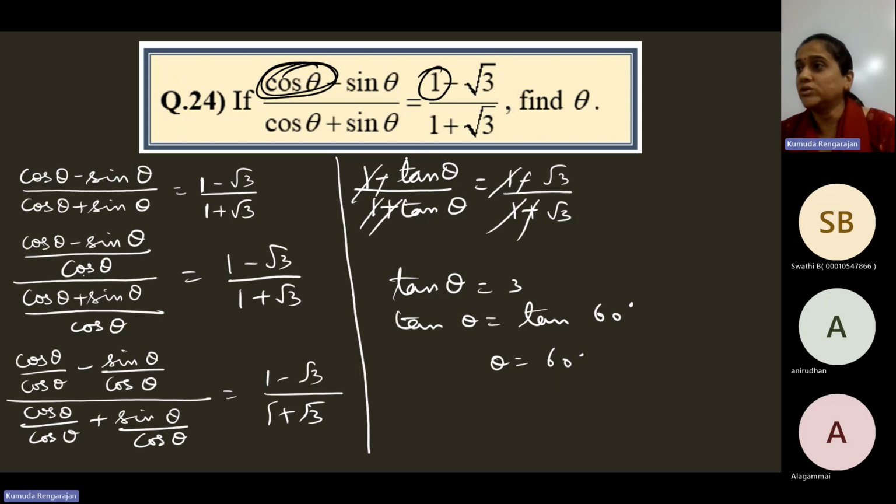Tan theta is root 3. You can see here tan theta is root 3. Don't cancel like that, I'm just showing you. So tan theta is root 3, and root 3 means tan 60 degrees. So on comparing both sides, theta is 60 degrees.